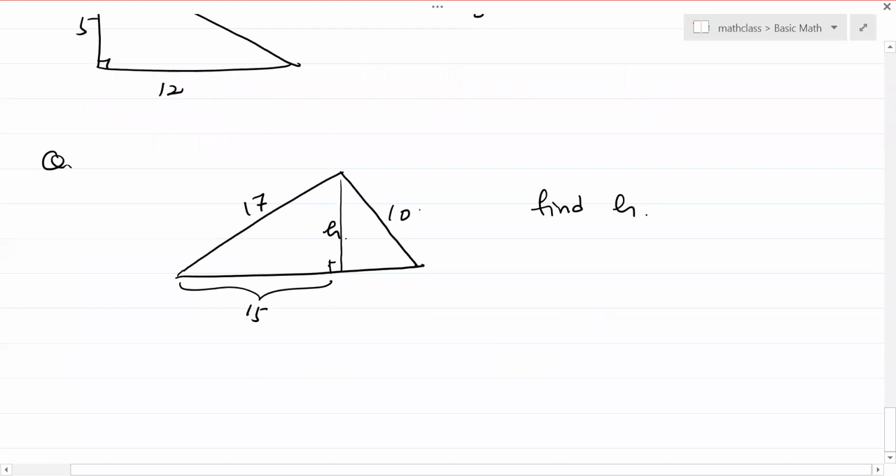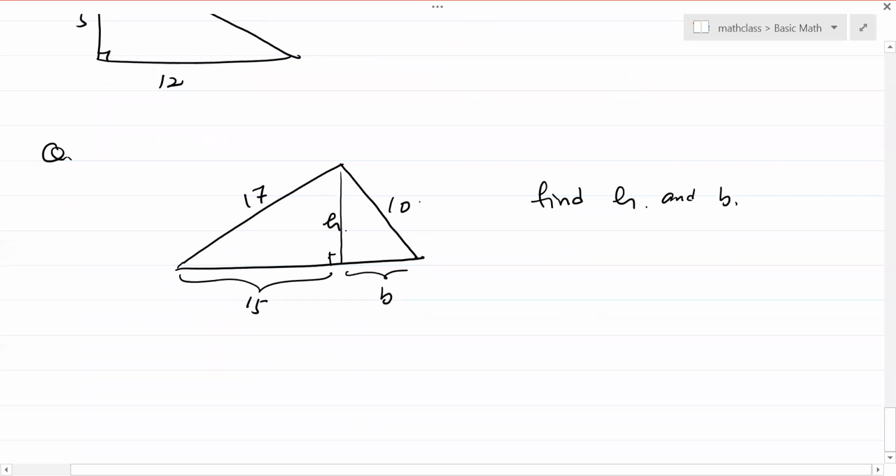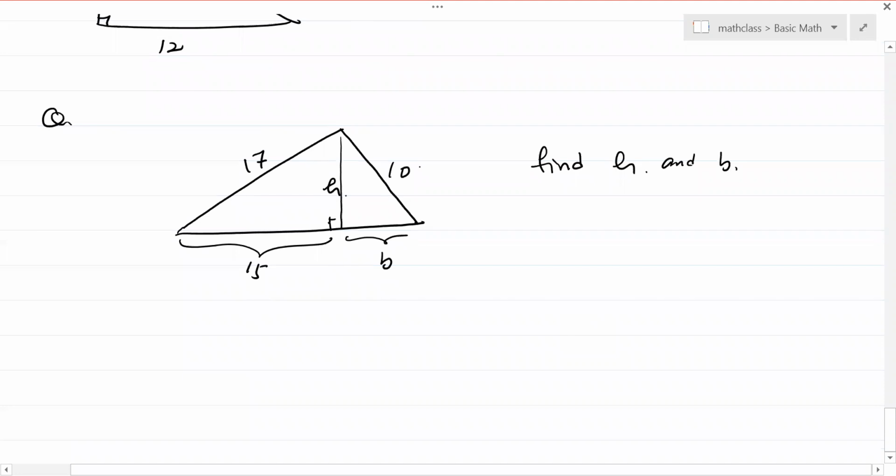If we can find h, can you find this? This is called b. Find h and b, so you can figure out everything. And then maybe later on, can you find the area of this larger triangle? Then the area also.